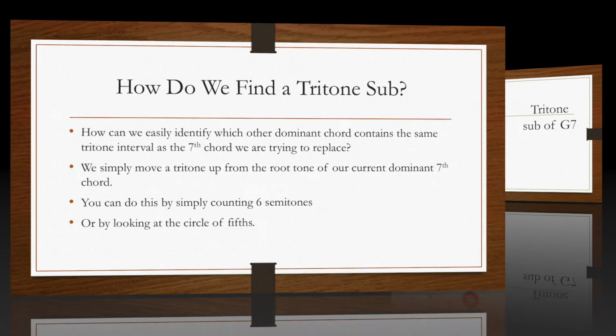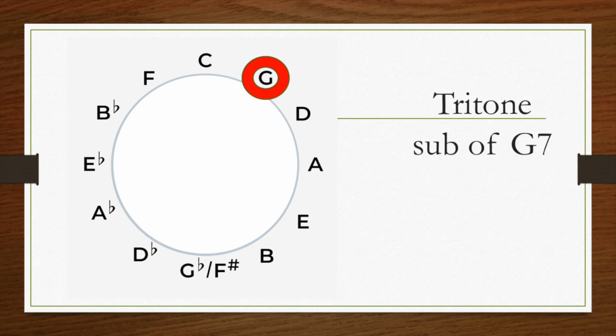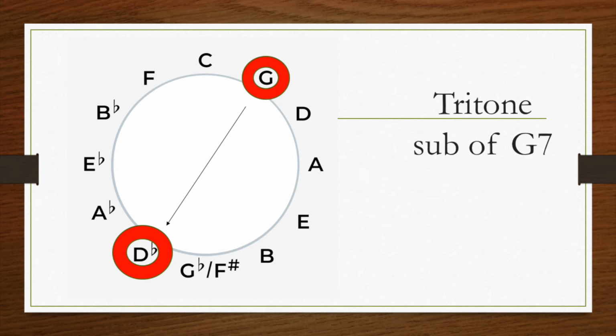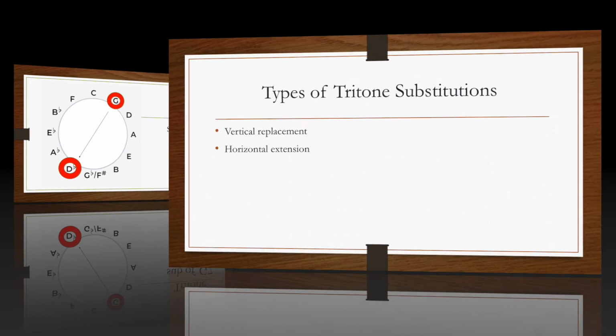circle of fifths. For example, if we were wanting to identify the tritone substitute for a G7 dominant chord, we would simply draw a line across the circle of fifths from G to the opposite side of the circle, where we end up at D flat. So both G and D flat are a tritone apart, and their dominant chords both share a common tritone of a B and an F.